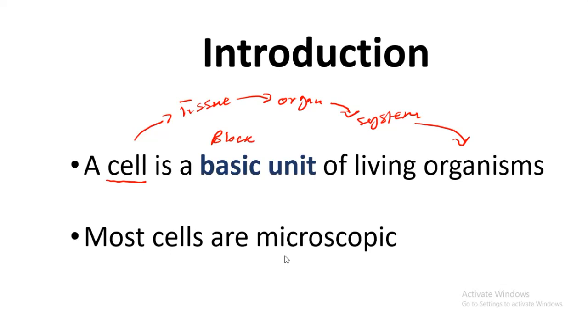microscopic. Like I've said, when we say cells are microscopic, this simply means that we need to use a microscope for us to understand the content of a cell, for us to understand how the cell looks like, for us to understand its composition. We need to use a microscope.